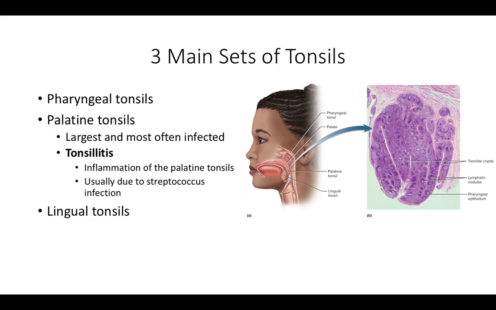You have 3 sets of tonsils: pharyngeal tonsils, which are up here, palatine tonsils, which are the ones that you see when you open the back of your mouth. Those are most often infected. And when they do become inflamed, that's called tonsillitis, usually caused by strep throat. And then down here we have the lingual tonsils.